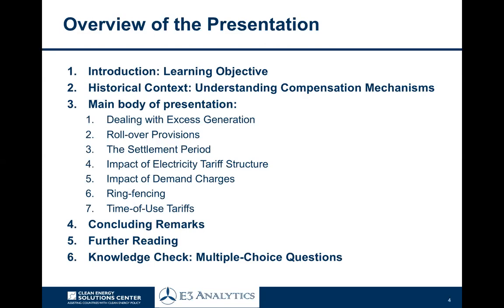We'll start with a bit of historical context, understanding the mechanisms and what we mean by compensation mechanisms, and then we'll dive into the main body of the presentation, following the 7 following topics: excess generation, rollover, the settlement period, the impact of electricity tariff structure, the impact of demand charges, the use of mechanisms like ring fencing to protect certain parts of the electricity bill from being erased through self-consumption, and time of use tariffs. And then at the end, we'll have a few concluding remarks, a bit of further reading, as well as a knowledge check with some multiple choice questions.